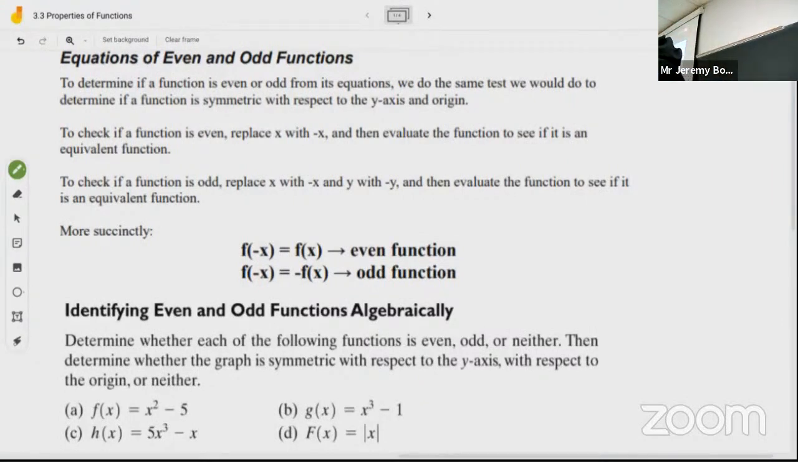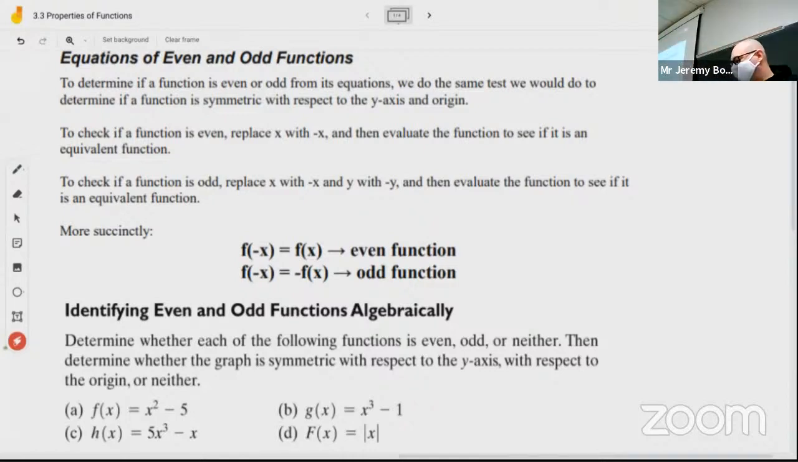What we're going to have to use is those relationships we talked about at the beginning, where if x comma y is in it and it's even, then it has to have negative x comma y. And if x comma y is an ordered pair from the function, then negative x and negative y need to be as well for it to be odd. We're going to use that. And so to do that, we're going to check this. If f of negative x is equal to f of x, that means that it's an even function.